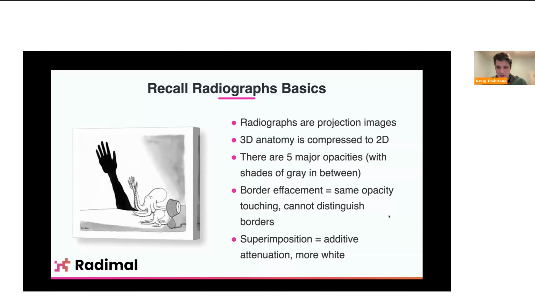And then superimposition is another term. That's an additive attenuation. So if you have a small bowel segment superimposed with the left kidney on a VD view, that small bowel segment is going to be more opaque than, say, a bowel segment next to it that's not superimposed with the left kidney. So it has an additive attenuation effect, a more white effect.